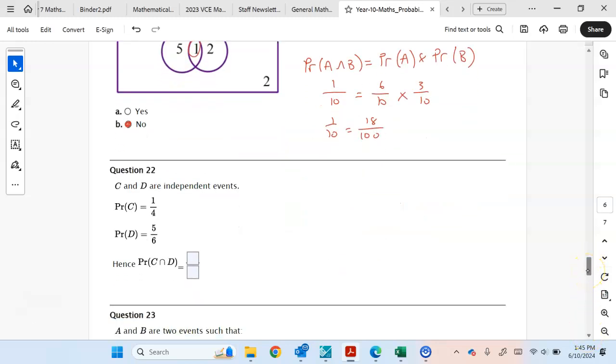C and D are independent events. So again, we're going to use the formula that we used up here. If they're independent, we're just going to multiply them together. So 1/4 times 5 over 6. 1 times 5 is 5, 4 times 6 is 24. So 5 over 24.